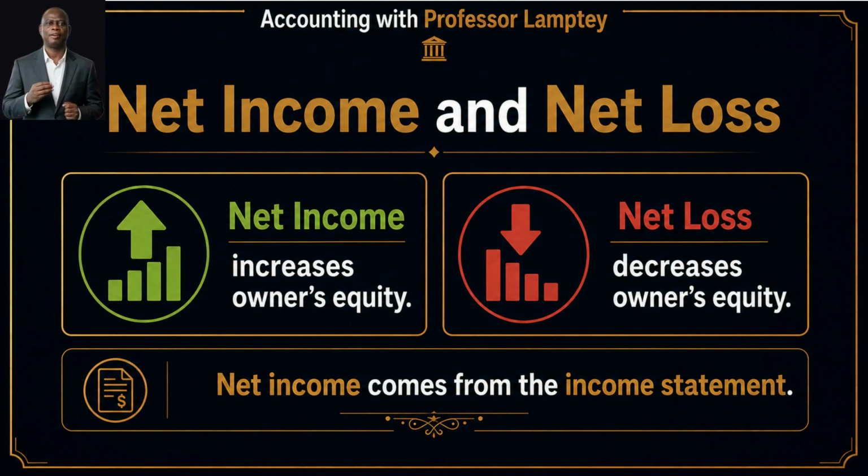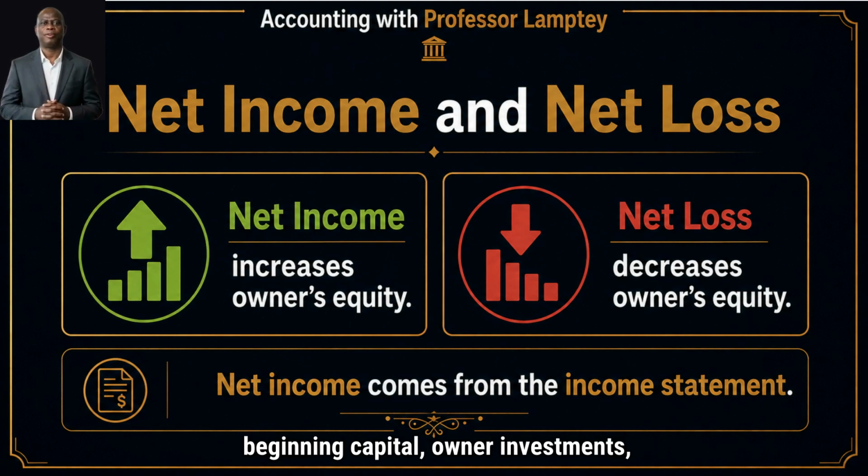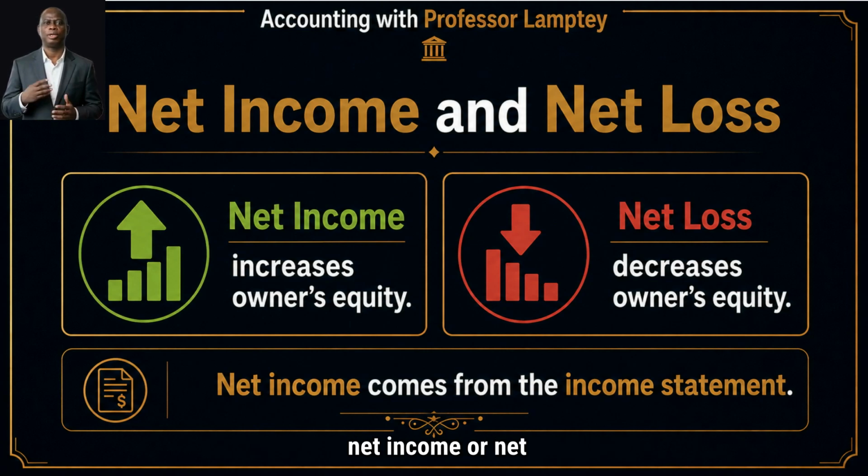Now, once we have beginning capital, owner investments, net income or net loss, and withdrawals, we can calculate ending capital. Ending capital is the owner's equity balance at the end of the period. This number is very important because it flows into the balance sheet. The balance sheet needs the ending owner's capital balance. That balance comes from the statement of owner's equity.